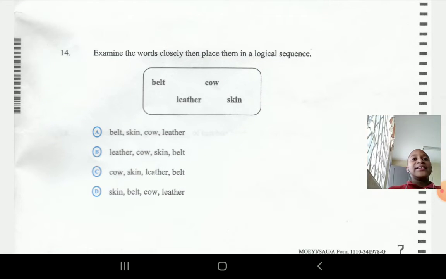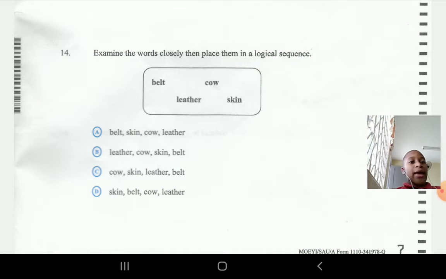I examined the words closely, then placed them in a logical sequence. Belt, leather, cow, skin. For this, I personally use elimination. First, you have to have the cow, which knocks out everything. Literally nothing starts with a cow. So C is the answer. But let's look at the answer anyway for understanding.